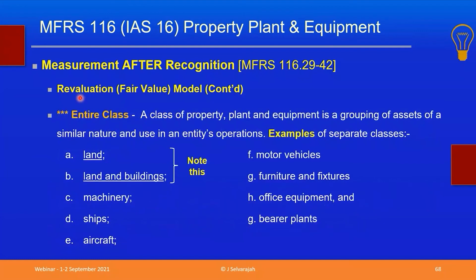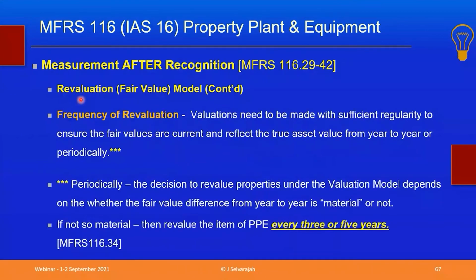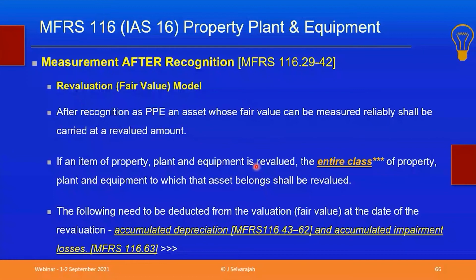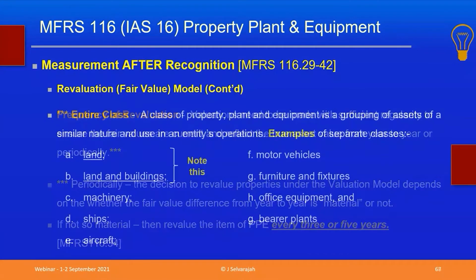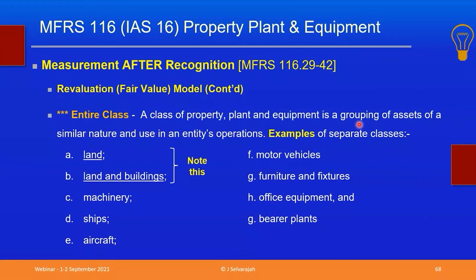Now, when we talk about the entire class, remember I said here on this slide, talking about entire class, and I asterisked it. So this is what the standard says about a class. A class of property, plant, and equipment is a grouping of assets of a similar nature and use in an entity's operations, okay?